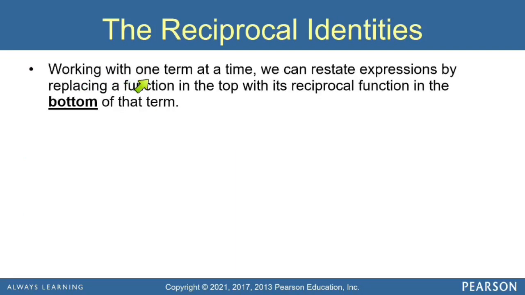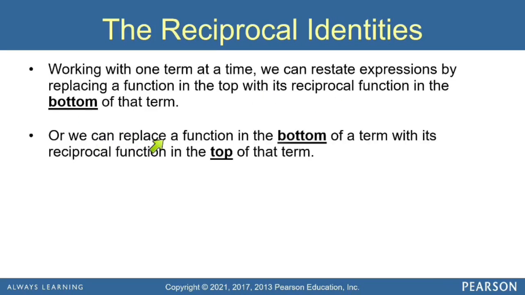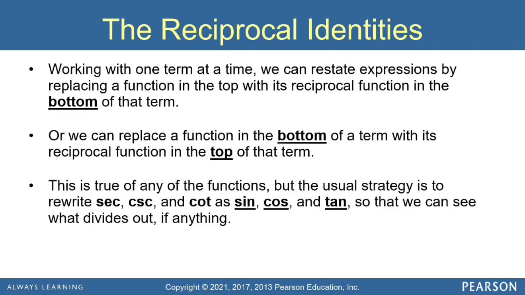So as long as we're working with one term at a time, we can restate expressions by replacing a function in the top of a fraction with its reciprocal function in the bottom of that term. Or we can replace a function in the bottom with the reciprocal function in the top. And like I said before, this is true for any of the functions, but our usual strategy is to try to eliminate secant, cosecant, and cotangent by restating them in terms of sine, cosine, and tangent. And that allows us to see what functions can be divided out, if any.